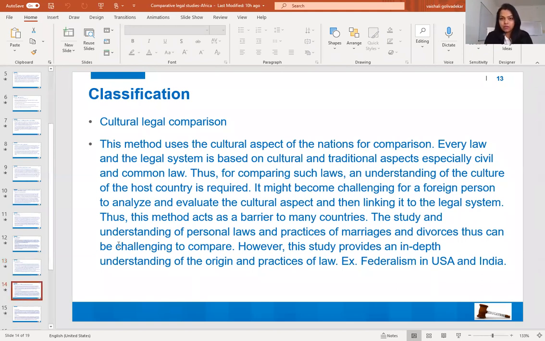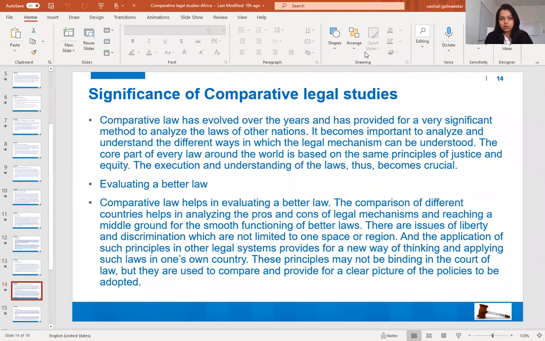So what is the significance or importance of comparative legal studies? Let us go through it. Comparative law has evolved over the years and has provided a very significant method to analyze the laws of other nations. It becomes important to understand the different ways in which the legal mechanism can be understood. The core of every law around the world is based on the same principles of justice and equity. The execution and understanding of the laws becomes crucial, right?